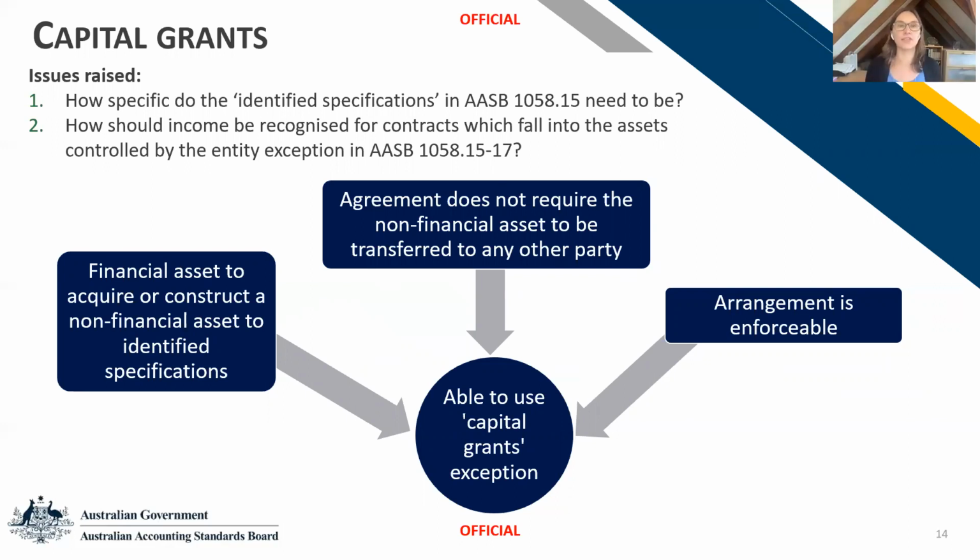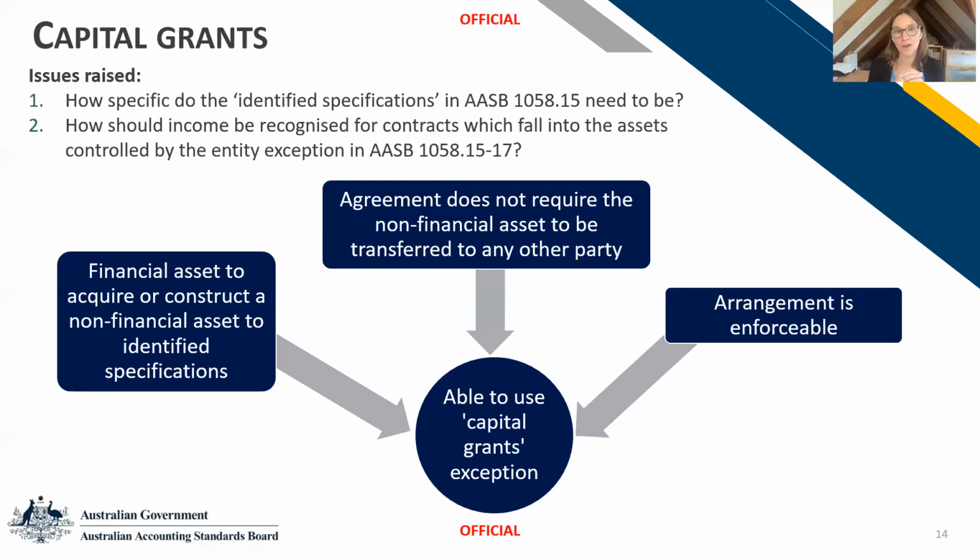So if we look particularly at the issues that were raised, the first issue that was raised was there's criteria within the standard to meet a capital grant exception. It's not called a capital grant exception within the standard. It's called where you've acquired or constructed an asset to be controlled by the entity. Bit of a mouthful, so I'm just calling it a capital grant exception. And one of those exceptions says that there has to be an agreement where you will construct a non-financial asset. Non-financial asset, think infrastructure, property, plant, and equipment. That non-financial asset has to be constructed to identified specifications.